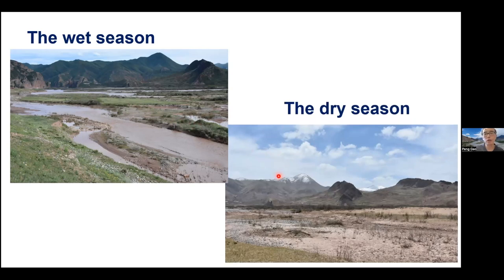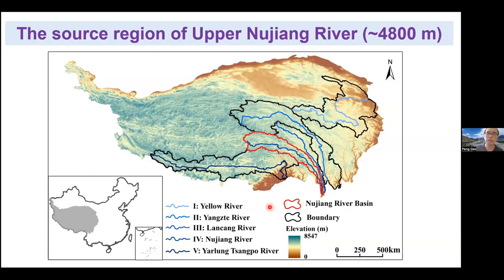This shows you the picture of the dry season. You can see many branches are dried out during the dry season. So this just shows you how dynamic these braided river systems are.